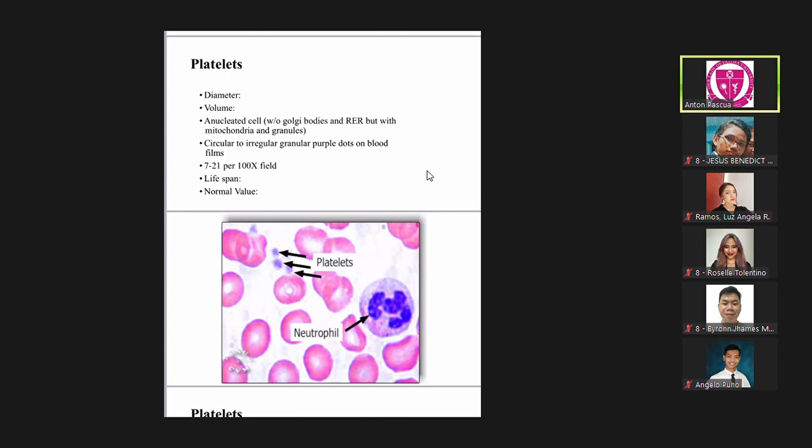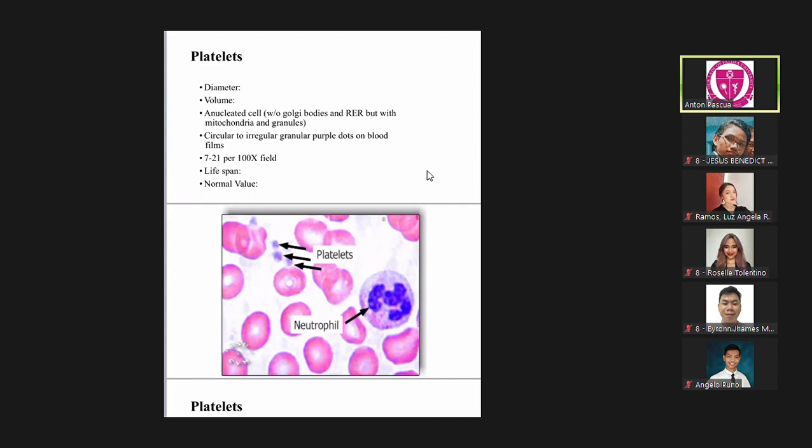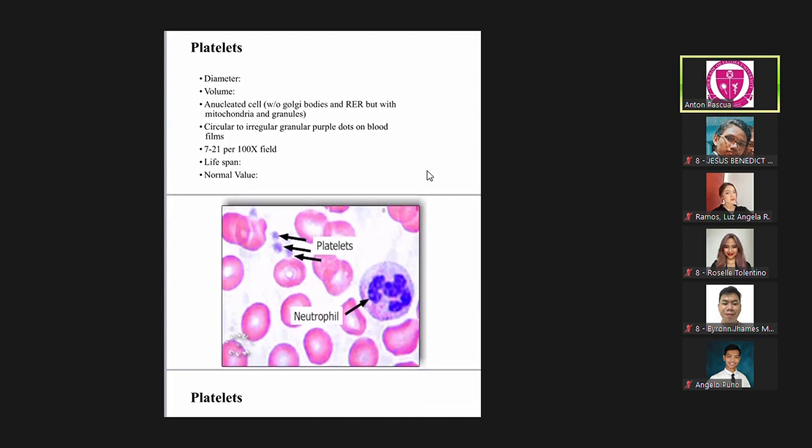So after megakaryopoiesis, after your megakaryocytes have released your platelets, the next thing we do is, let's now study your platelets. We know that platelets are the smallest cells in our blood, right? They are only about 2 to 4 micrometers in diameter. Ganun lang sila kaliit. Yan, ito nasa picture na yan. Ganyan lang kaliit yung platelet natin.